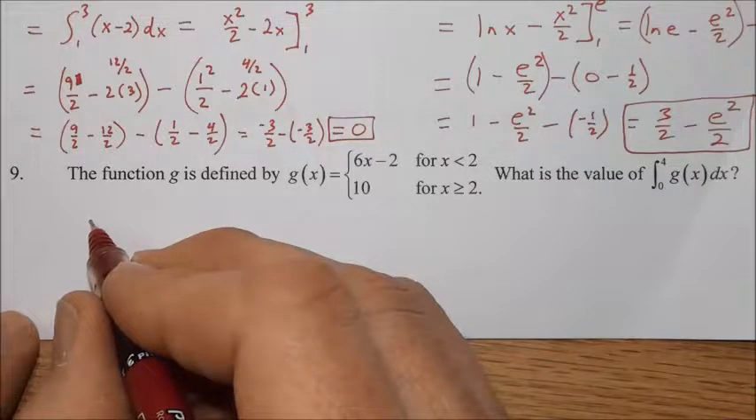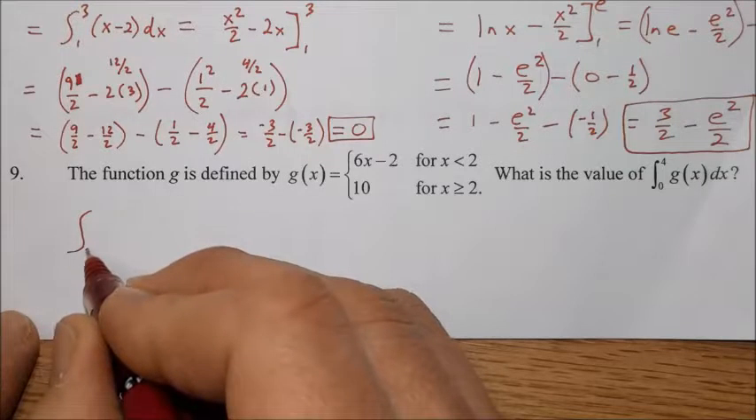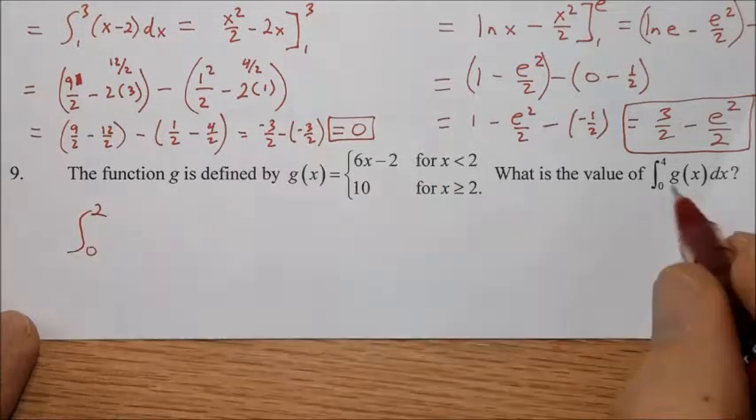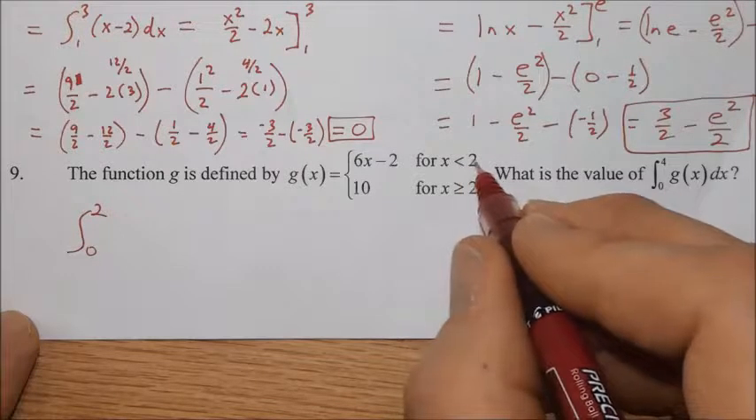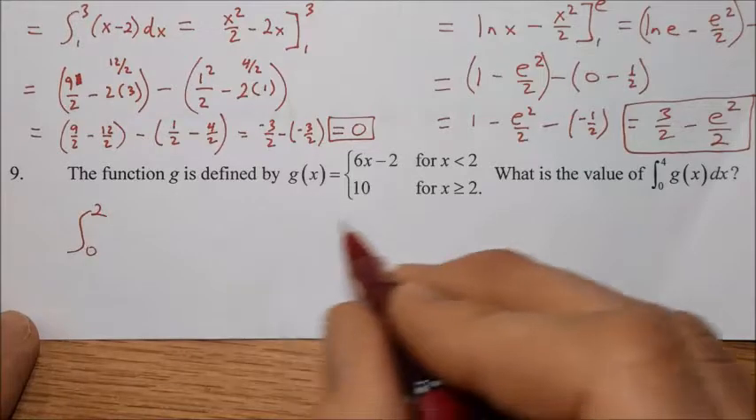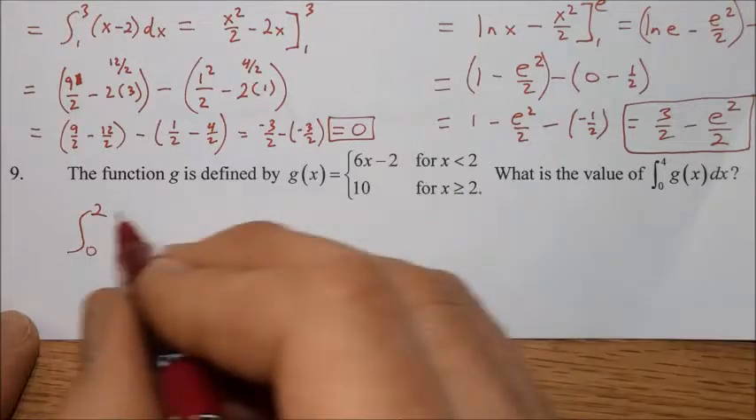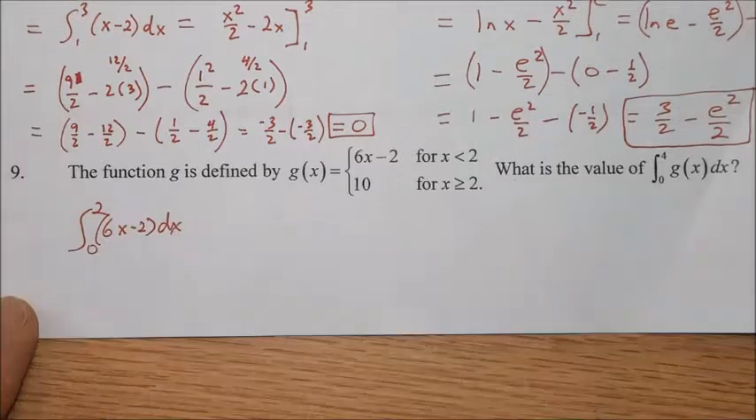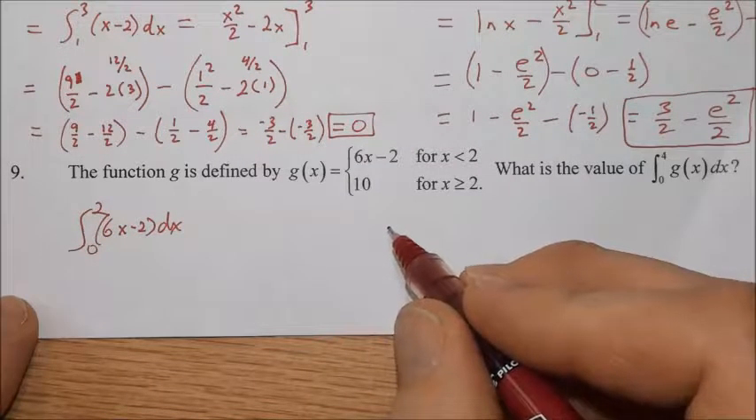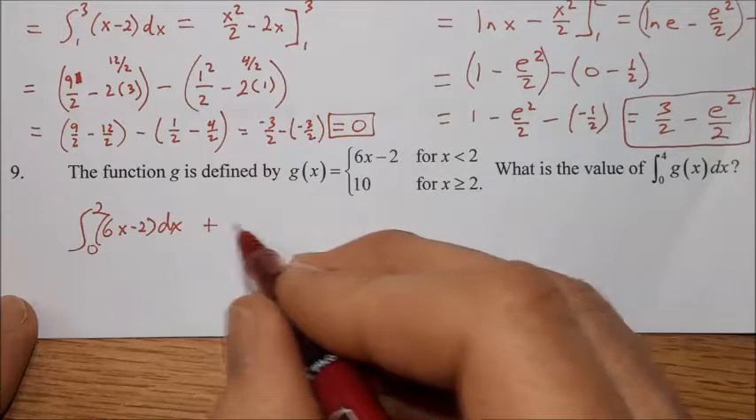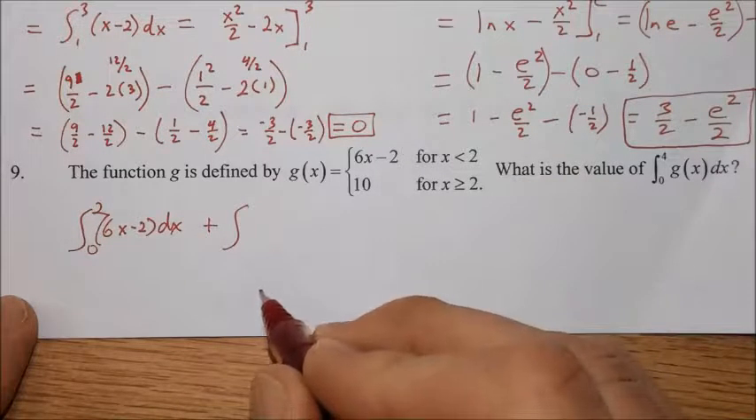this up. We have one integral, which goes from 0 to our cutoff point, which is 2. Right? So we're taking our low bound to the cutoff point, and when we're from 0 to 2, those are numbers which are less than 2, so we're going to use the 6x minus 2 function. We now have to take care of the second part, the second half if you will, so that's its own separate entity, its own separate integral.